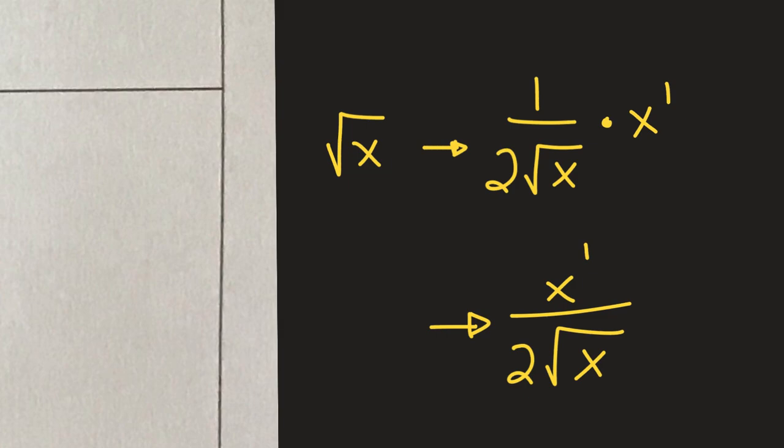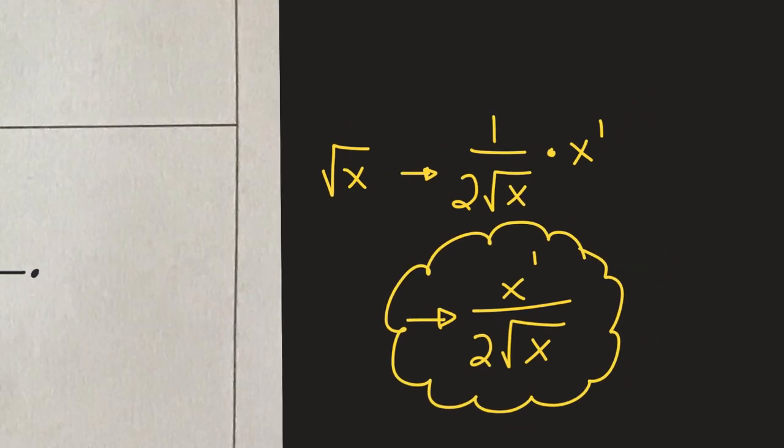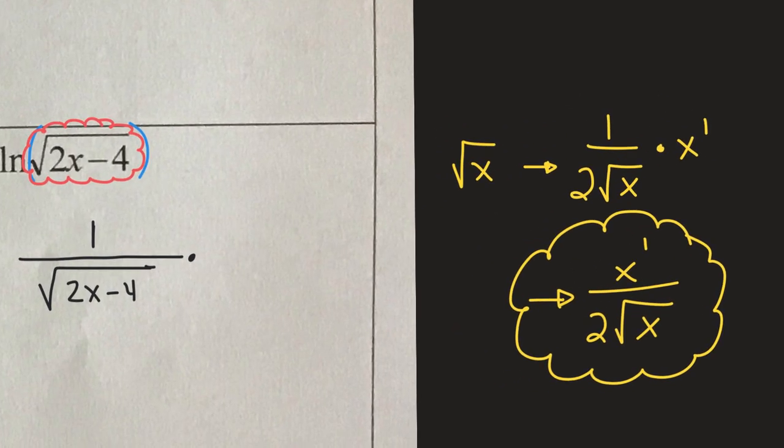Okay, so this is how we take the derivative of our square root. So let's see if we can apply that formula over here. In our numerator goes the derivative of your argument. So what's the derivative of 2x minus 4? That's a 2. So 2 is the derivative that goes up here.